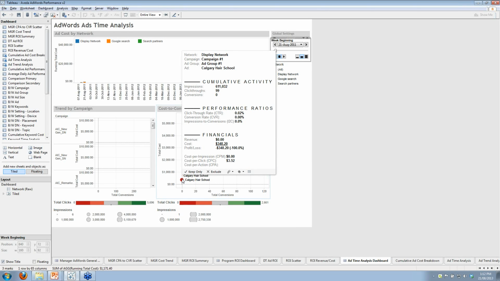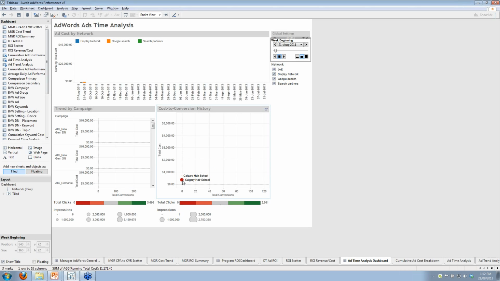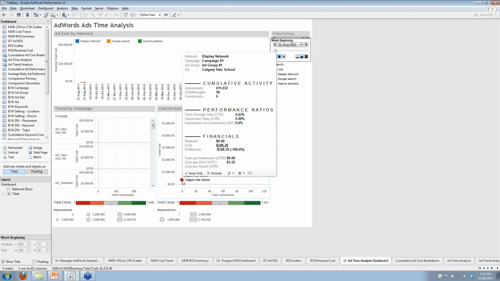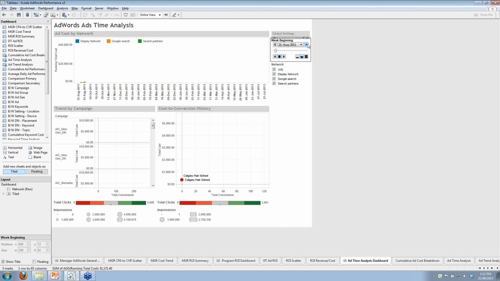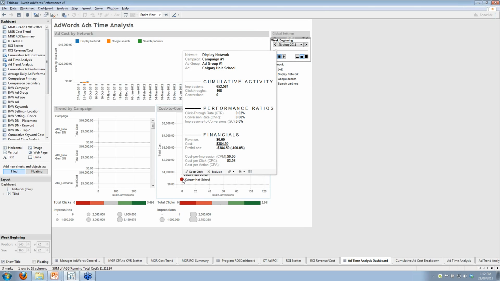You have the cumulative activity, total number of impressions, click-throughs. You can see your performance ratios that we talked about, CTR, CVR, as well as your financials, including your ROI, your cost per numbers. And as you step through here, this goes week by week, and these numbers will change. So if you wanted to compare one week to another week, you certainly can do that.